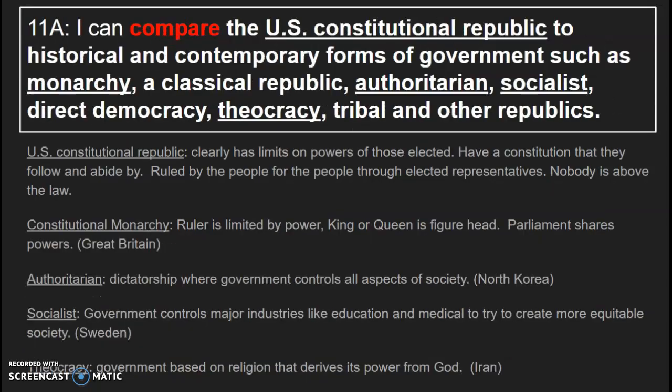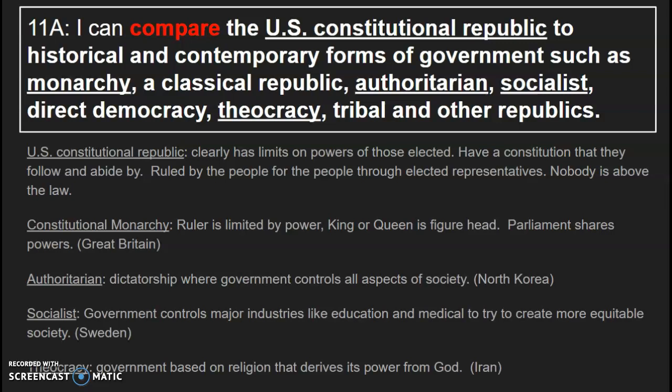Okay, the next standard that we're going to look at is 11A. 11A says, I can compare the U.S. constitutional republic to the historical and contemporary forms of government, such as monarchy, a classical republic, authoritarian, socialist, direct democracy, theocracy, tribal, and other republics.